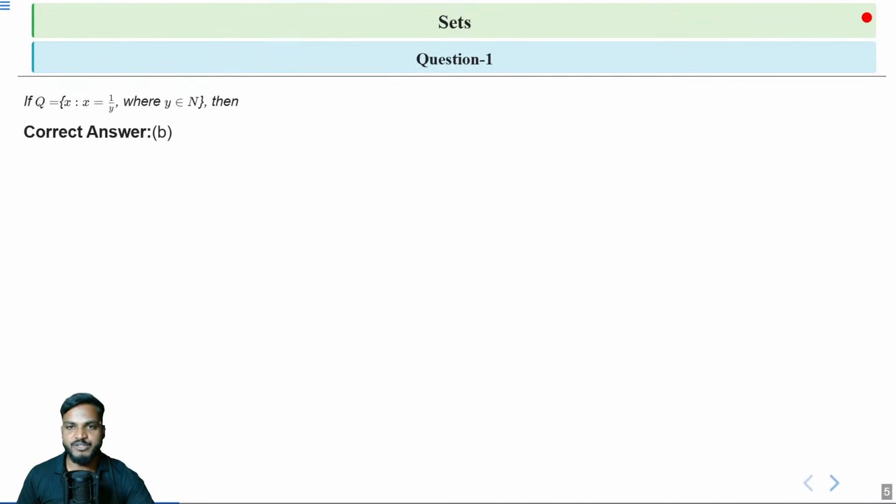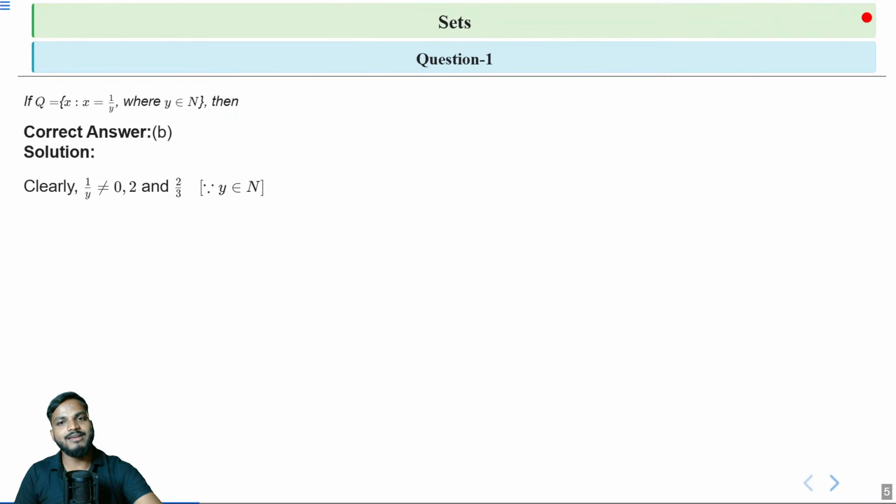So the correct answer is option B. Let's look at the solution. Clearly, the value 1 by y can never be 0, 2 or 2 by 3. Why? Because the form is 1 by y, and as y is a natural number, there is no natural number such that 1 by y can be 0, 2 or 2 by 3.